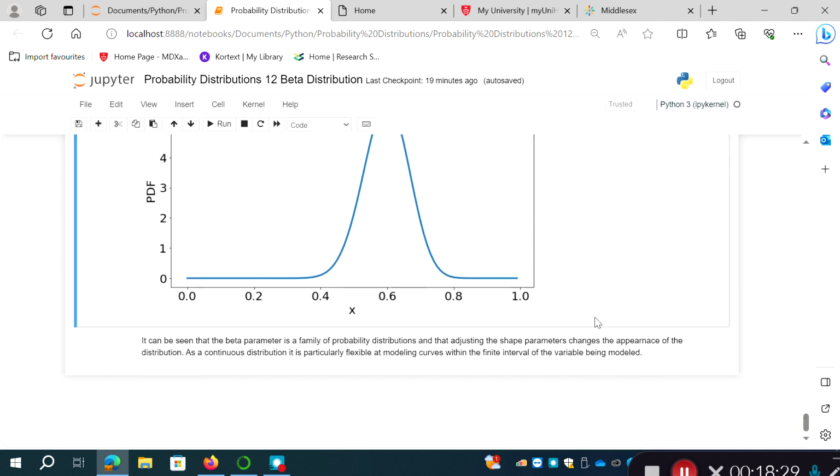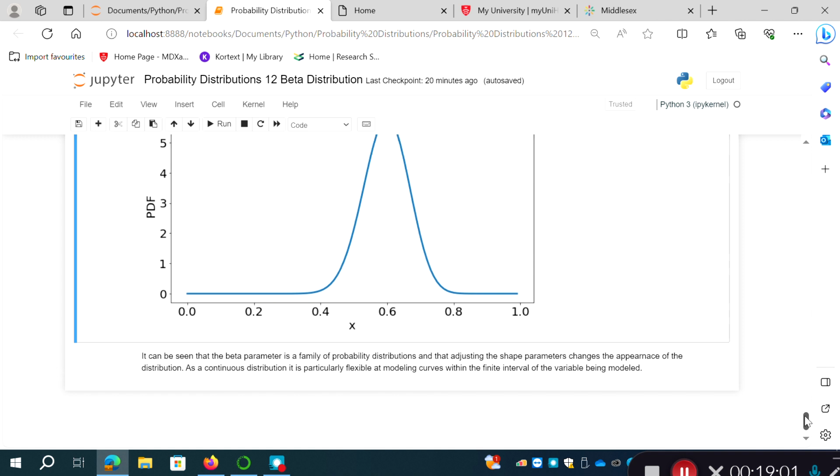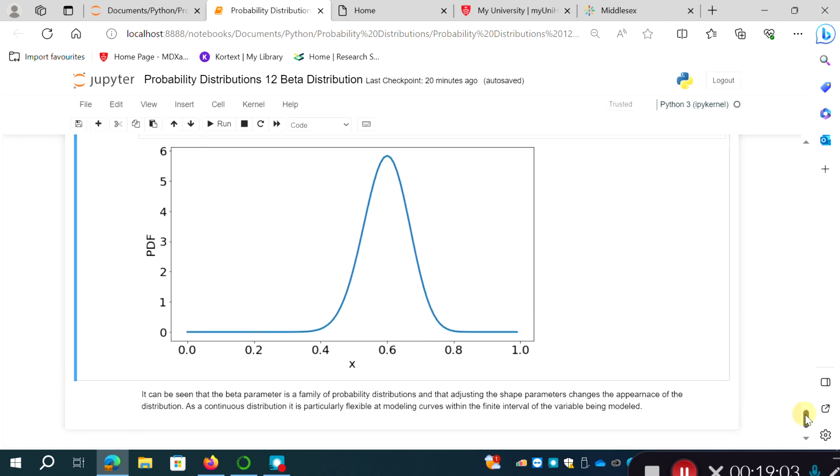Okay, so that's the beta distribution, and you can see that it's almost like a family of probability distributions, and if you adjust the shape parameters, it changes the appearance of the distribution. Because it's a continuous distribution, it's particularly flexible at modeling curves that capture variables or data on a finite interval. So it's quite useful and can be used to model lots of different things in the real world.